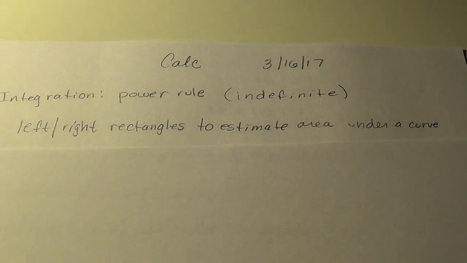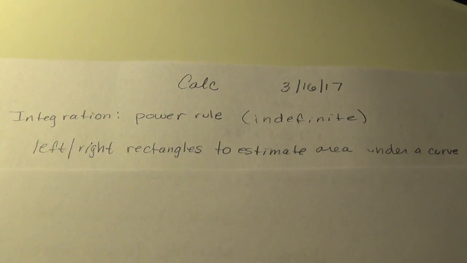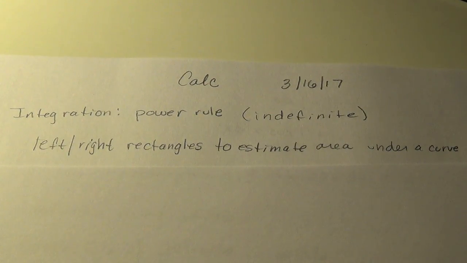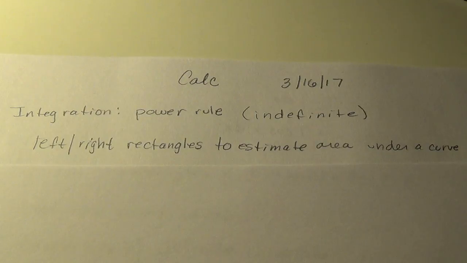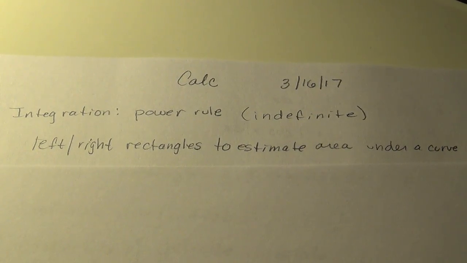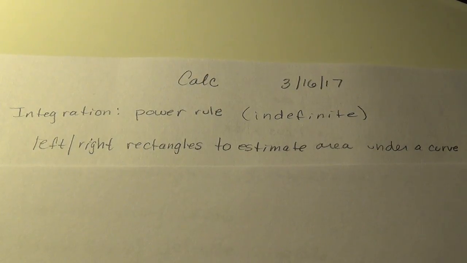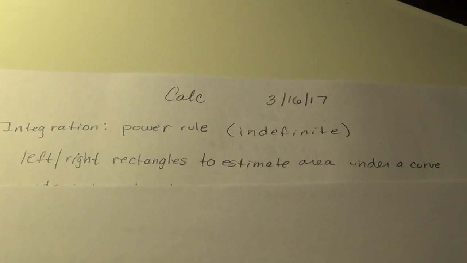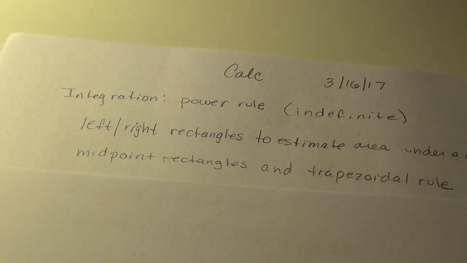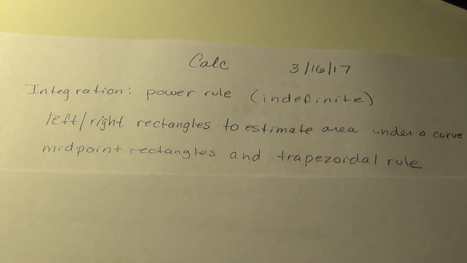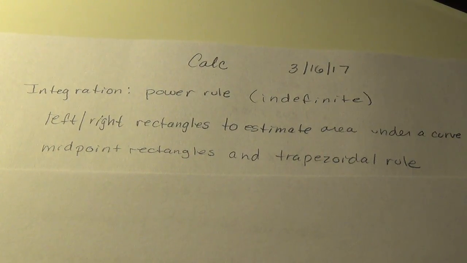Then we learned to find areas under a curve between the x-axis and a curve with left and right rectangles. Sometimes, yes, between the curve and the x-axis. The left and right rectangles are used to estimate areas. Then we learned how to use midpoint rectangles and the trapezoidal rule also.